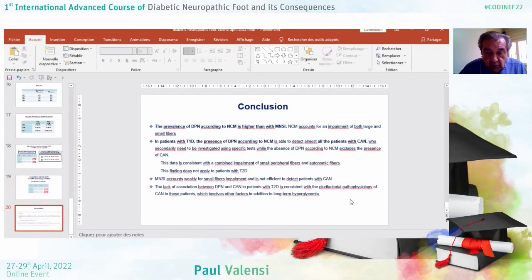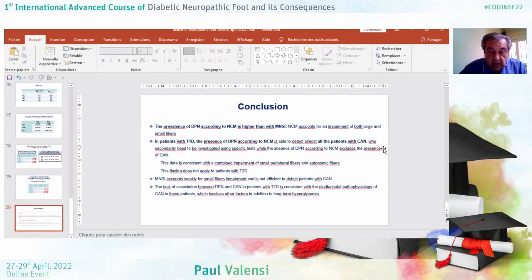So I'd like to conclude saying that, again, the prevalence of DPN according to NCM is higher than considering MNSI results, and this is maybe interpreted, of course, as regards the detection of an impairment of both large and small fibers when using NCM. In patients with type 1 diabetes, the presence of DPN, according to Nerve Check Master, is able to detect almost all the patients with CAN.